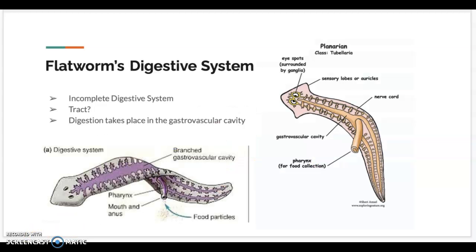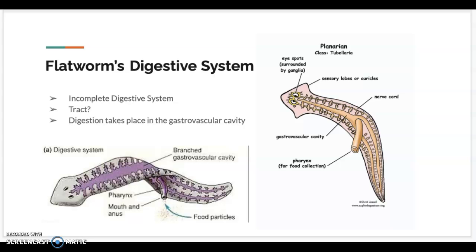And moving on, we have the digestive system of a flatworm. So unlike the earthworm, a flatworm has an incomplete digestive system. This means that it only has one opening, making it so that food comes in through the mouth, but waste is also expelled back up through the mouth. So it's all just one opening.